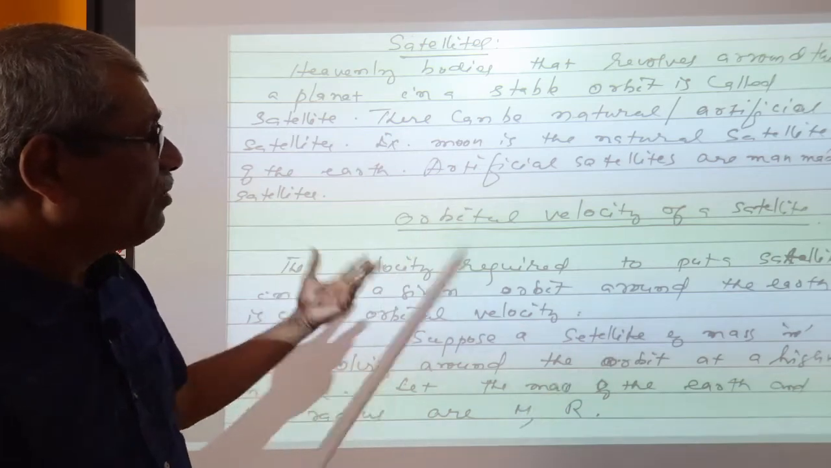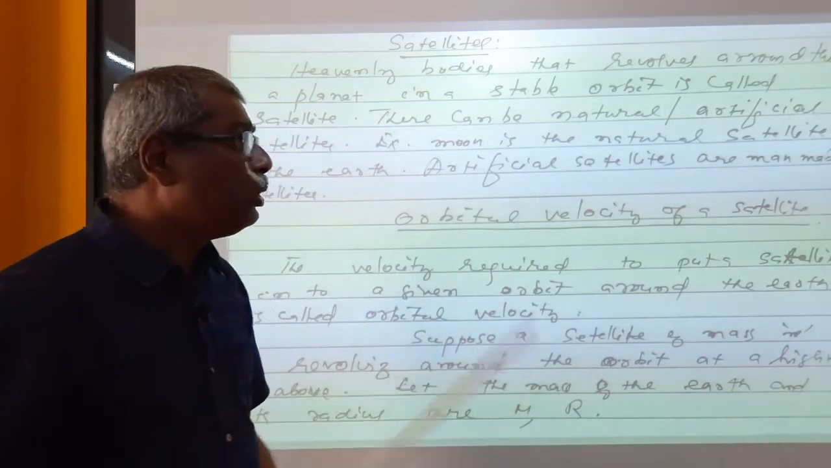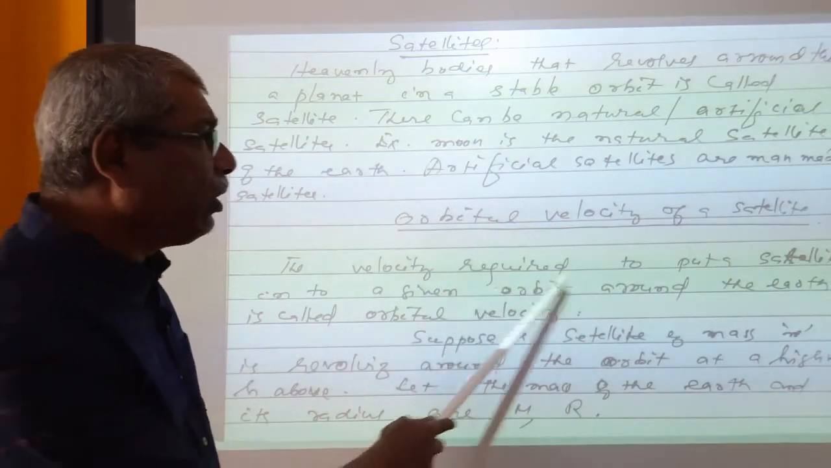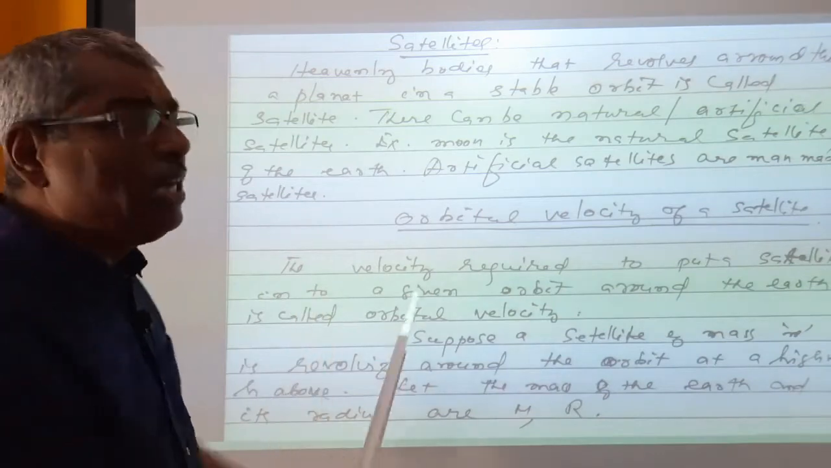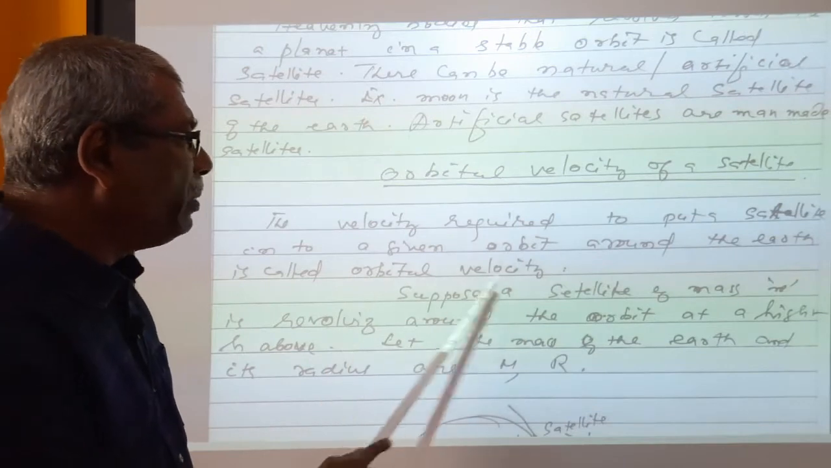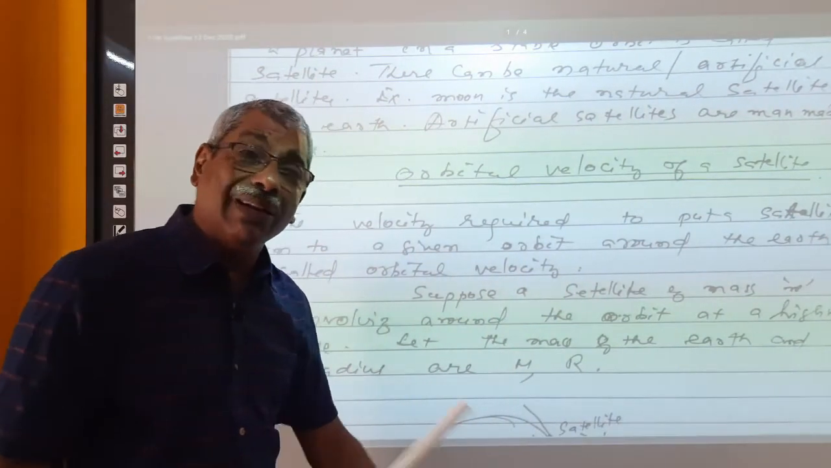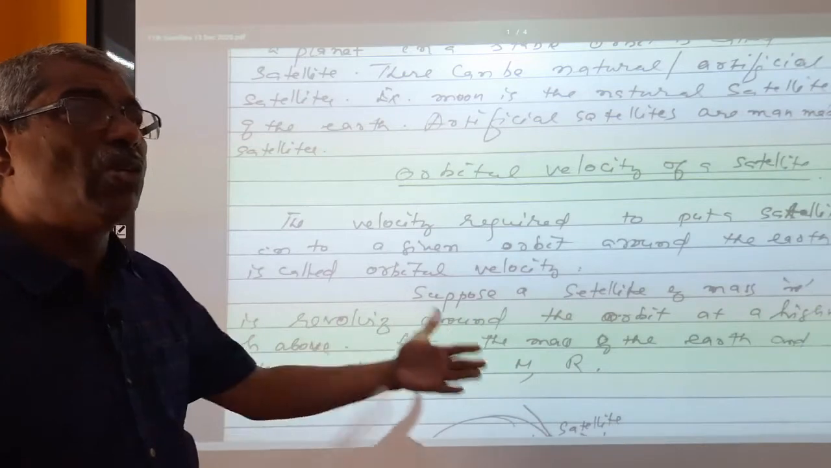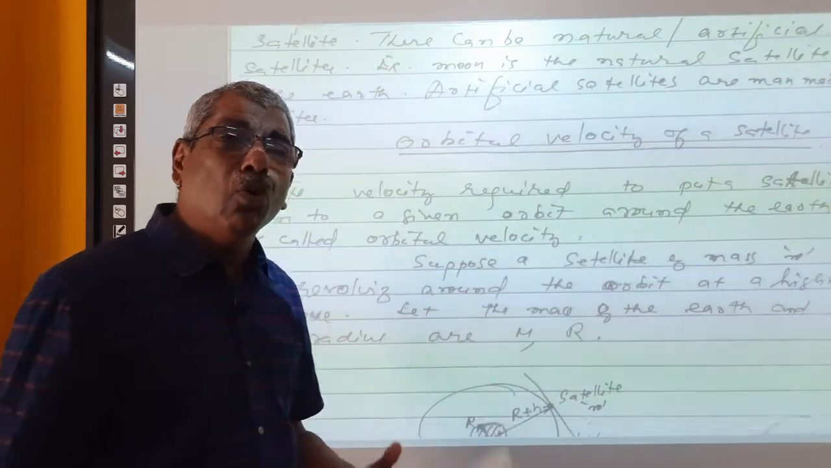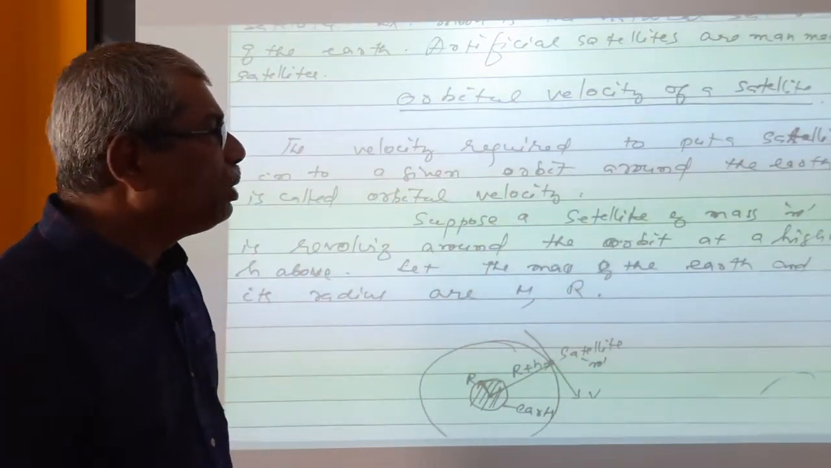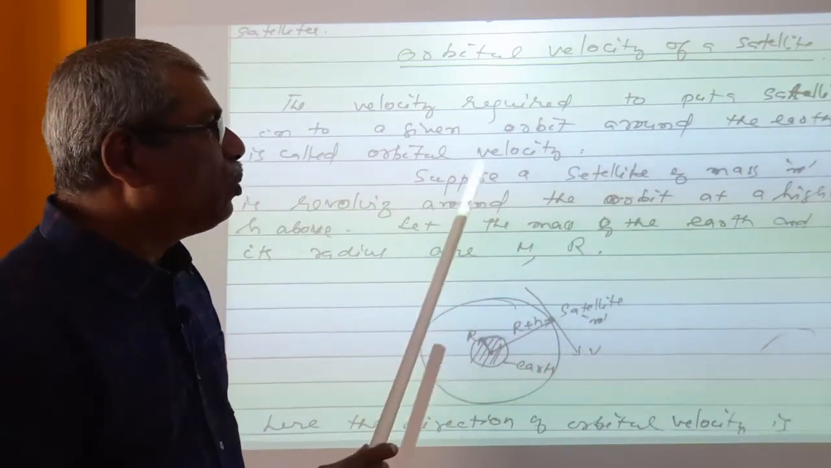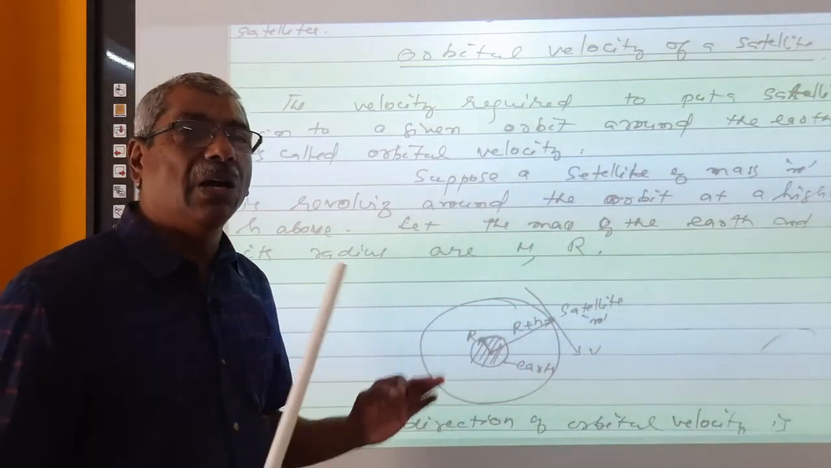Now, everybody knows that satellites are orbiting around the planet in fixed orbits. The velocity required to put a satellite into a fixed orbit is called its orbital velocity. Now we are going to derive orbital velocity. Orbital velocity means the velocity required by a body to move in a particular orbit around the earth. It is most of the time denoted by small v with a subscript o at the right bottom corner.